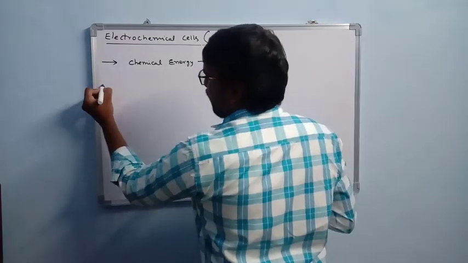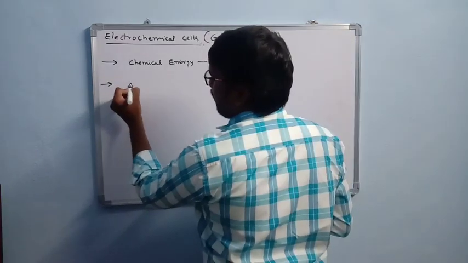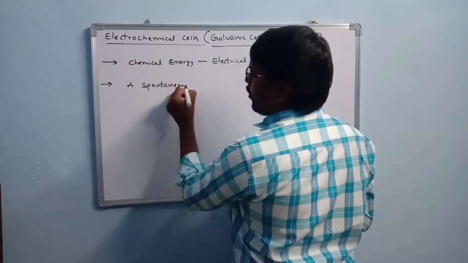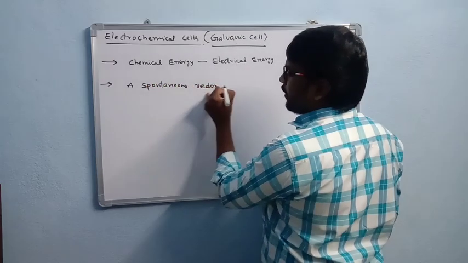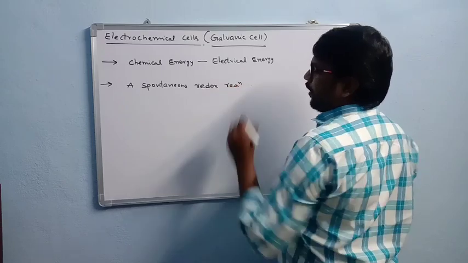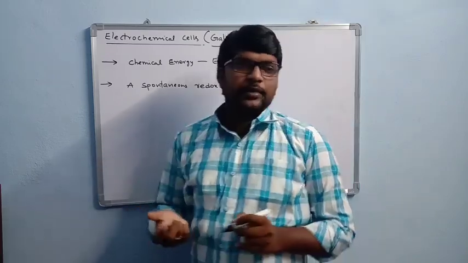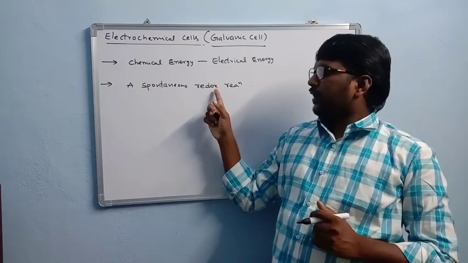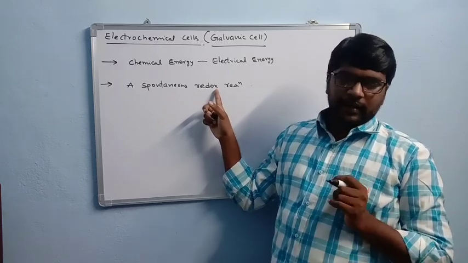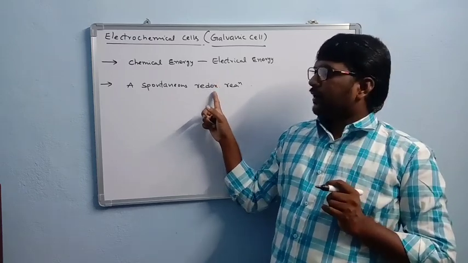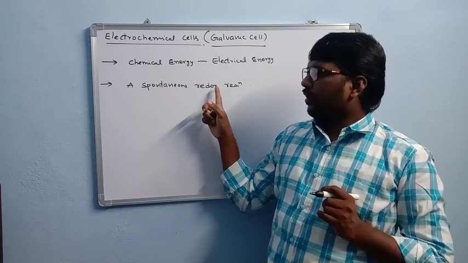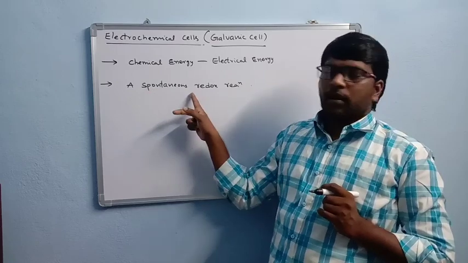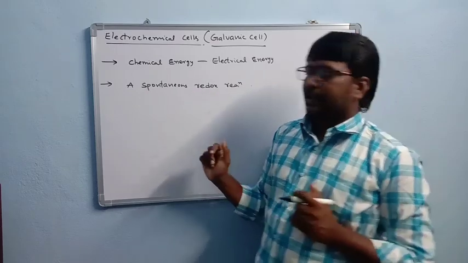And when you take an electrochemical cell, a spontaneous redox reaction takes place. Redox reaction means that in a reaction, oxidation and reduction both take place; it is called a redox reaction. So in an electrochemical cell, a spontaneous redox reaction takes place.